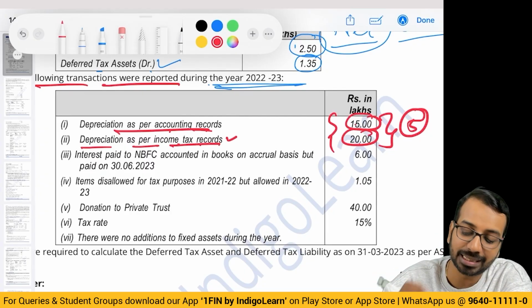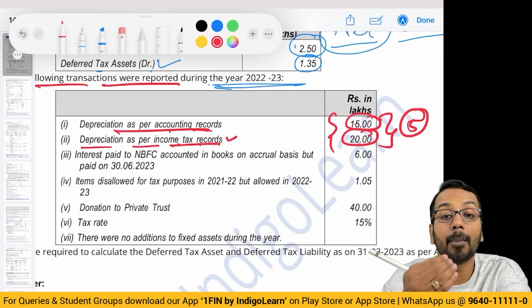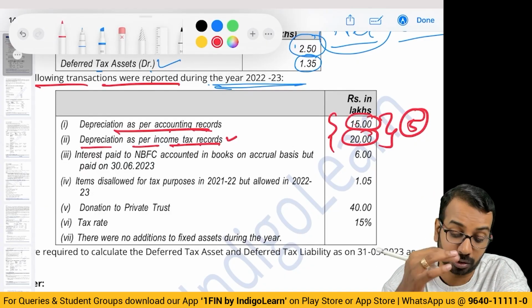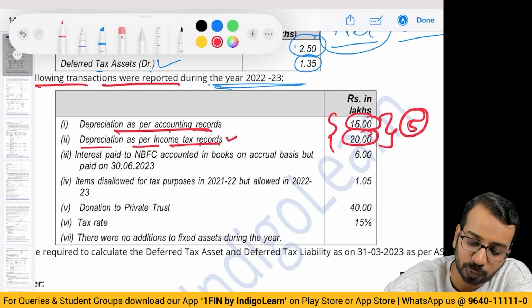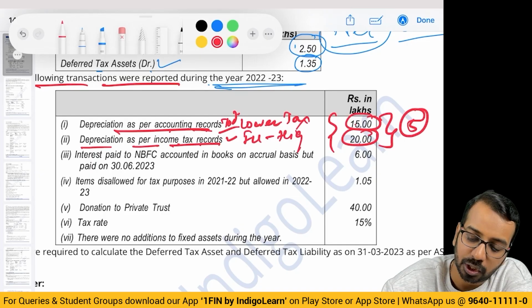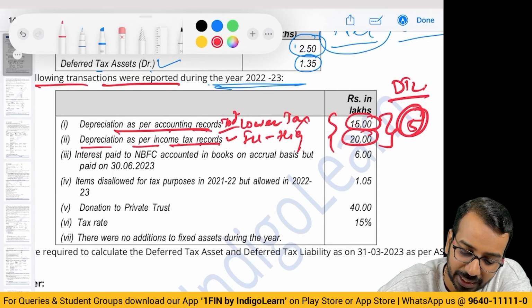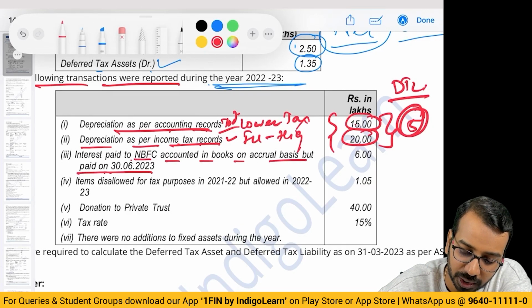Accounting records is 15, income tax is 20, difference is 5. Now, tax is allowing me higher deduction. If tax is allowing me higher deduction, my profit will be lower. If my profit is lower, today I have to pay lower tax. In future, I have to pay higher tax. So this 5 will create a deferred tax liability.